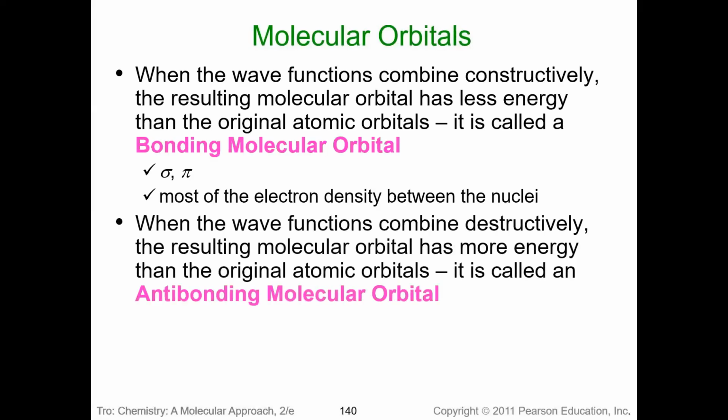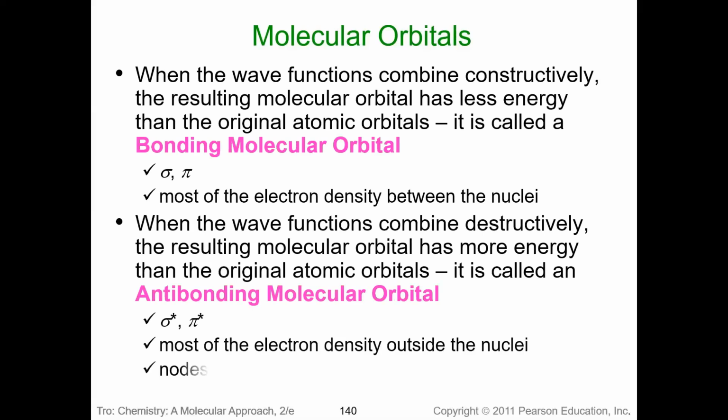So the molecular orbitals. When the wave functions combine constructively, think of it in the ocean, when waves join together and make a bigger wave, that's a constructive wave, right? We've all seen that. So when the wave functions combine constructively, they result in a molecular orbital that has less energy than the original atomic orbital. We call this a bonding molecular orbital.